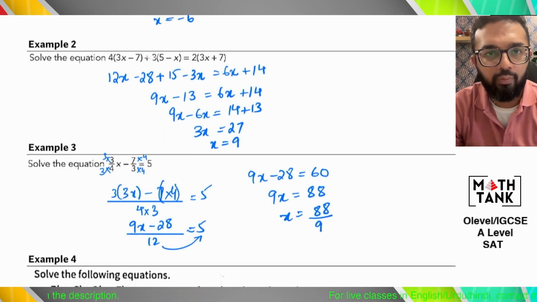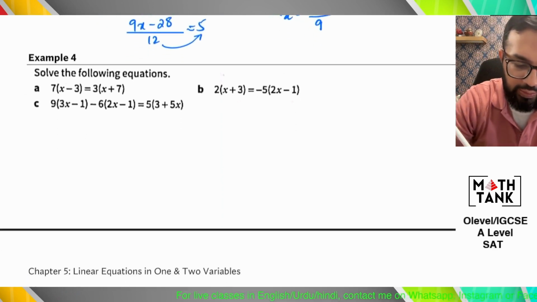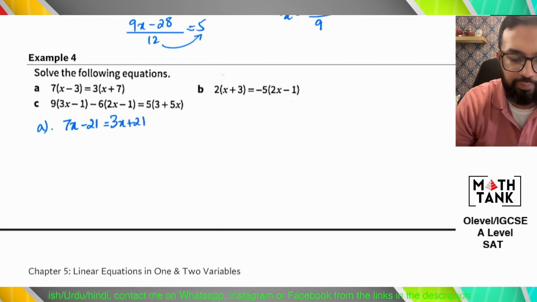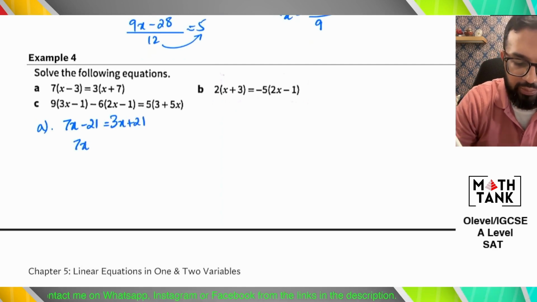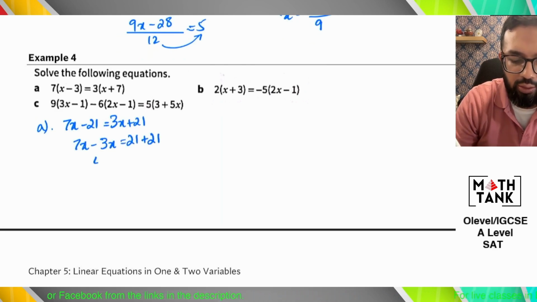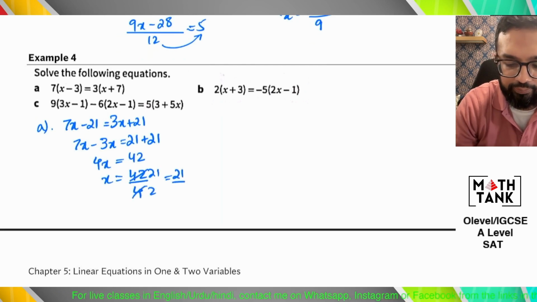A couple more equations. Let's talk about these. We first expand. So 7x minus 21 equals 3x plus 21. 7x minus 3x equals 21 plus 21. 4x equals 42. So x is therefore 42 divided by 4. That's 21 over 2. Part B.